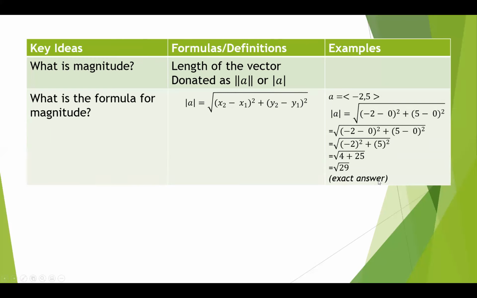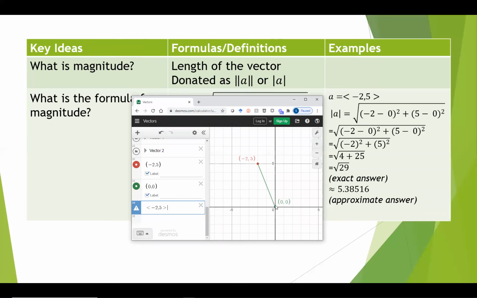This is the exact answer. If you were to share it with anyone, they would know exactly what it was to as many decimal places as they wanted. And when you plug it into a calculator, you'd get the approximate answer is 5.385. So what that means is this length right here from this dot to this dot is about 5.385 units.